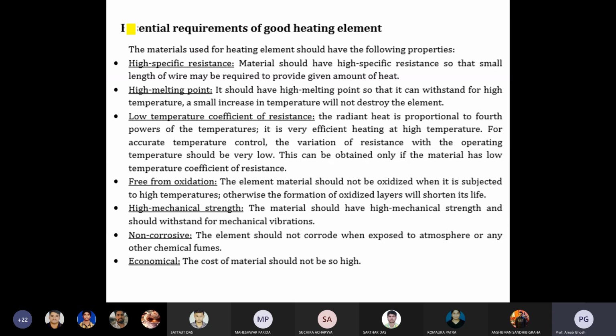So what are the more essential requirements for a good heating element? First, high specific resistance. Then high melting point, low temperature coefficient of resistance, free from oxidation, high mechanical strength, non-corrosive, and finally economical. The first one is the material used for heating elements and its properties.